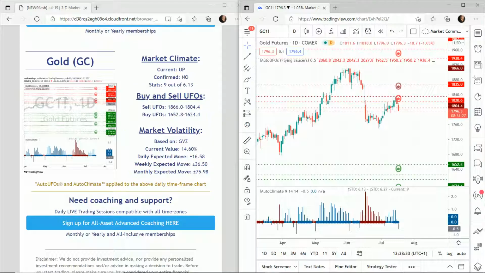Okay, market volatility, we'd expect in a year up or down movement of 14.6% on gold, which means up or down 5.98 points. Okay, so that's gold.